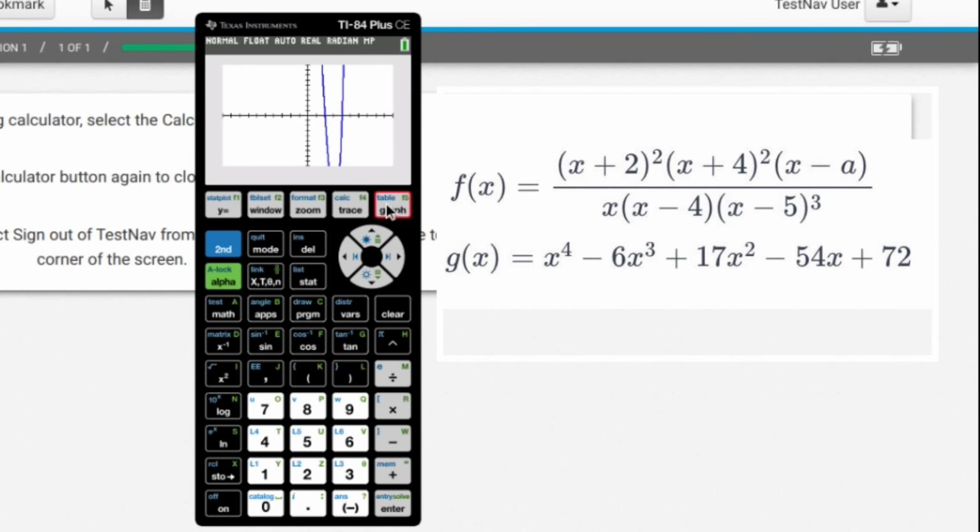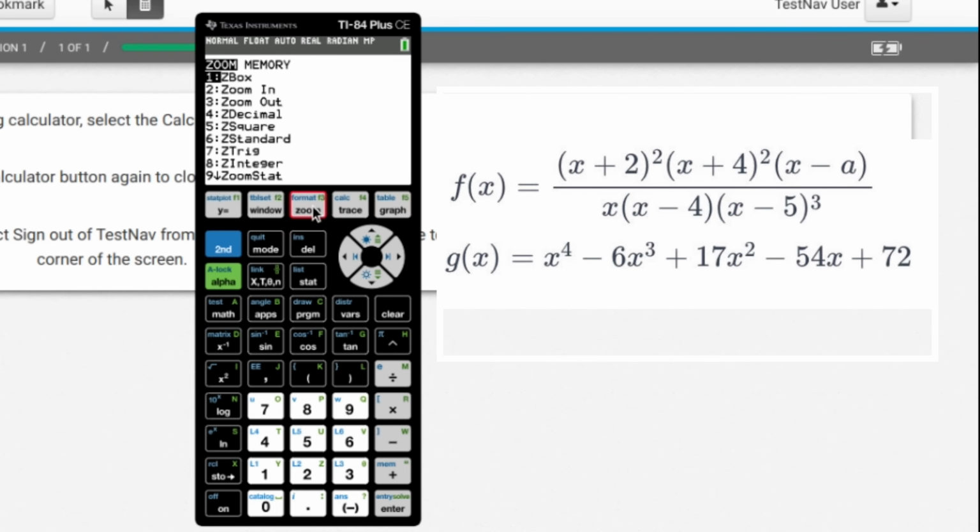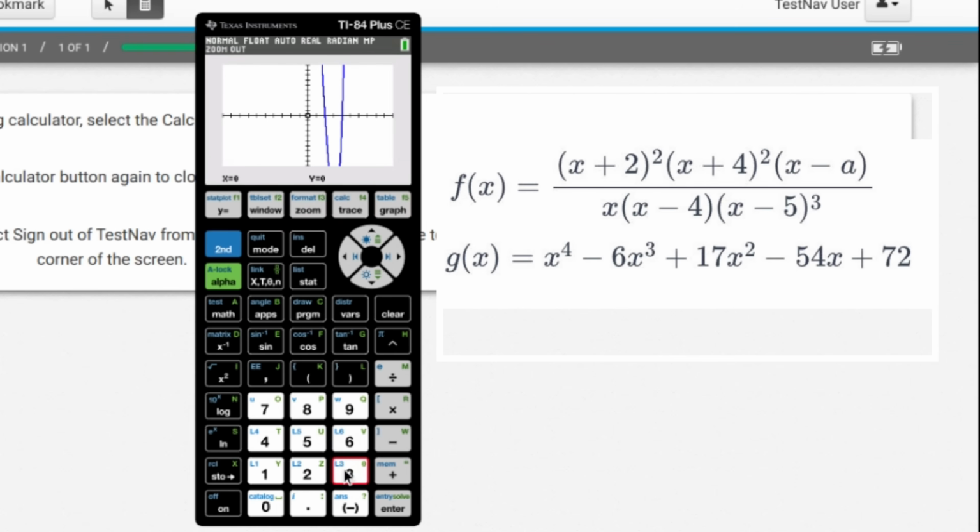When I go to graph, it doesn't look like a quartic. So let me zoom out to make sure I'm not missing anything. So if I hit zoom out, okay, and hit enter, I am not missing anything. So what's going on here?